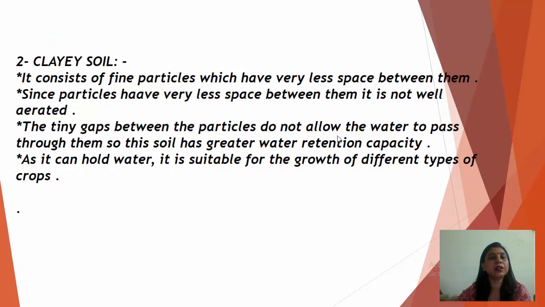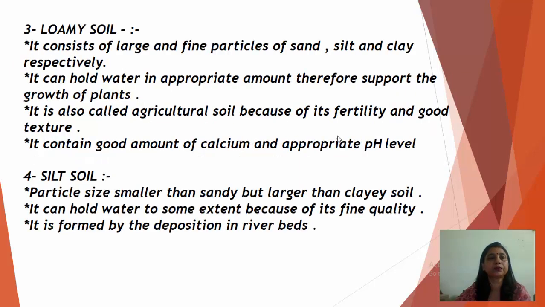Now the next is the clayey soil. It consists of fine particles which have very less space between them. Since particles have very less space between them, it is not well aerated. Okay, this soil is opposite of the sandy soil. The tiny gaps between the particles do not allow the water to pass through them, so this soil has greater water retention capacity. As it can hold water, it is suitable for the growth of different types of crops. Clear to all of you?